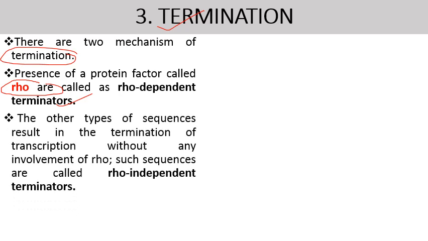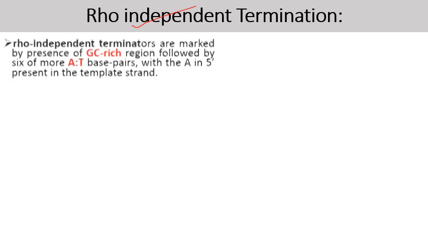The second one is other types of sequences which result in termination of transcription without any involvement of the Rho factor. Such sequences are known as Rho independent terminators. Firstly, Rho independent termination is the one in which the Rho factor is not required.